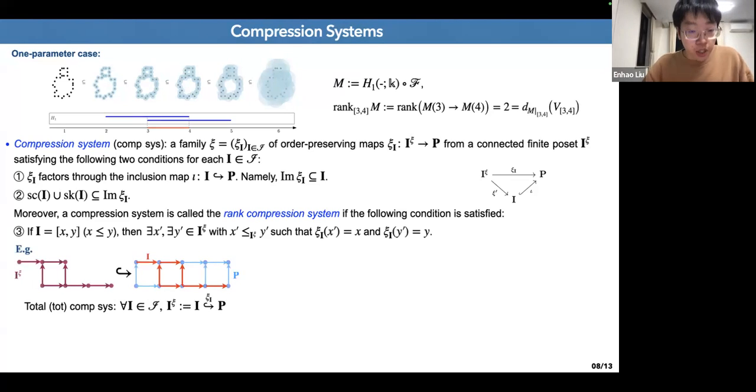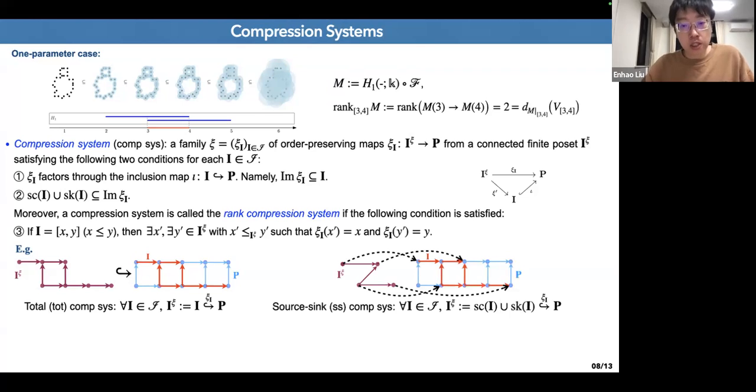Okay, great. So here I also give some canonical examples of compression systems. The trivial example, of course, you can take xc to be I itself. This gives you a trivial compression system, which we call the total compression system. And you have another choice, which is also trivial. You just take the source and sink of I to be xc, and the inclusion map to be the order preserving map. This again defines a compression system, which we call the source and sink compression system. But here I give a remark: for these two compression systems, it automatically satisfies condition 3.